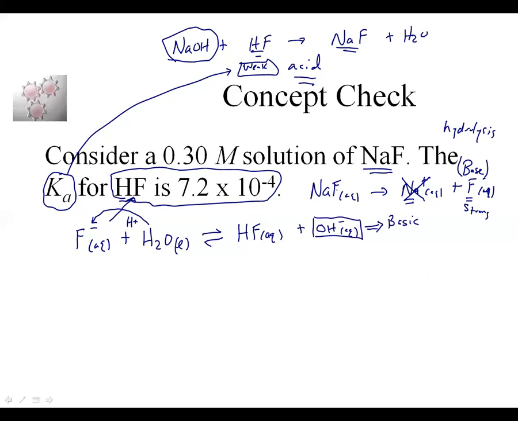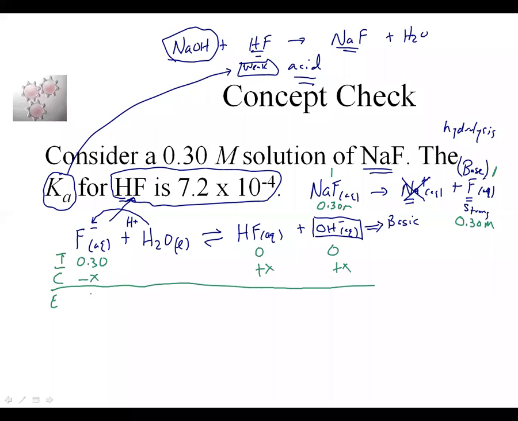Now, when we look at NaF, the concentration is 0.3 molar. It's a 1-to-1 relationship between the NaF and the F minus, which means the concentration of the F minus will also be 0.3 molar. So initially here, 0.3. We're going to do 0 and 0 on our ICE table. We're going to do a change, which is minus x, plus x, and plus x. We're going to get 0.3 minus x, x, and x.